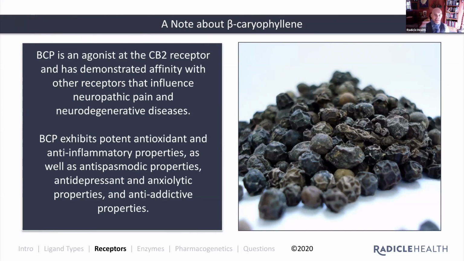Because it activates the CB2 receptor and has therapeutic effects that are similar to cannabinoids, there are some researchers who are suggesting that it should really be reclassified as a cannabinoid rather than a terpene. In fact, in one study, BCP as an anti-inflammatory was more effective than many synthetic cannabinoids.